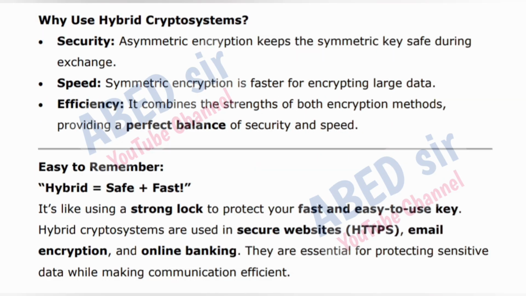Why use hybrid cryptosystems? Security: asymmetric encryption keeps the symmetric key safe during exchange. Speed: symmetric encryption is faster for encrypting large data. Efficiency: it combines the strengths of both encryption methods, providing a perfect balance of security and speed. Easy to remember: hybrid equals safe plus fast. It's like using a strong lock to protect your fast and easy to use key.